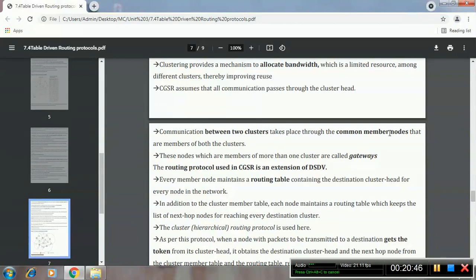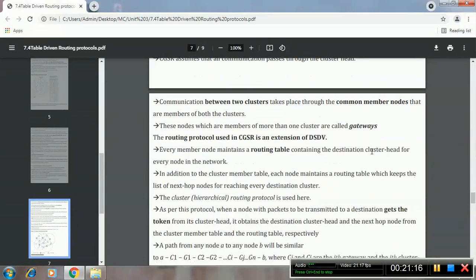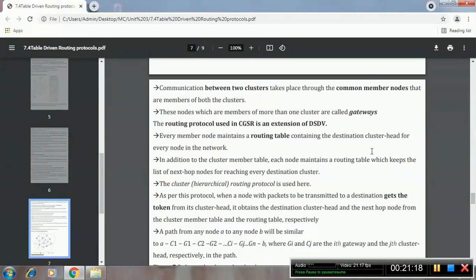That node has the authority to interact with both clusters, not only with cluster 1 but also cluster 2. So the communication between two clusters is done through this common member node. These nodes, which are members of more than one cluster, are called gateways. The routing protocol used in CGSR is an extension of DSDV.